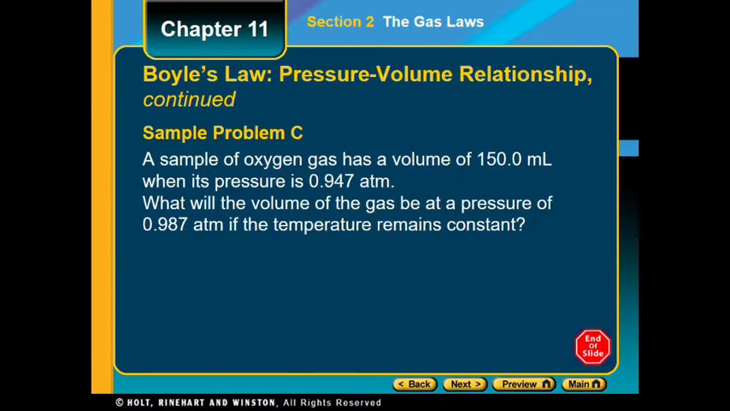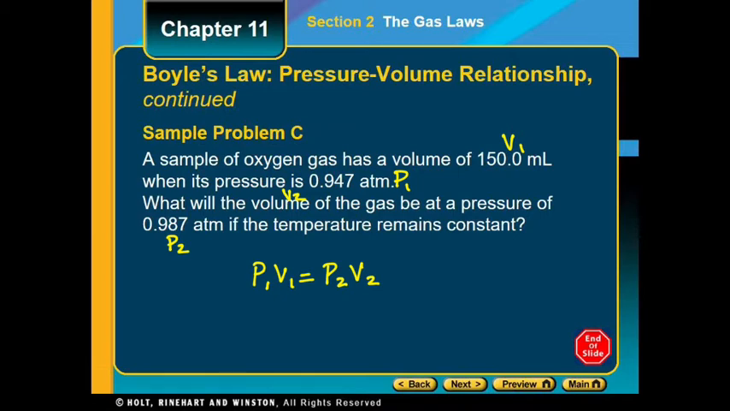So I will mark that as the first volume given, V1, and that atm is atmospheres. You should recognize that as a pressure unit, even though it tells you it's pressure. That's P1. What will the volume of the gas be? So they're asking us to solve for V2 if the pressure is changed to 0.987 atmospheres. So I would set up that equation: P1 V1 equals P2 V2, and plug in all of my information.